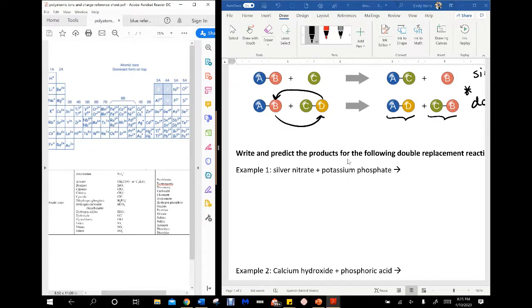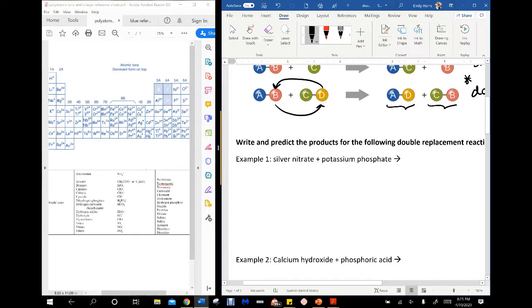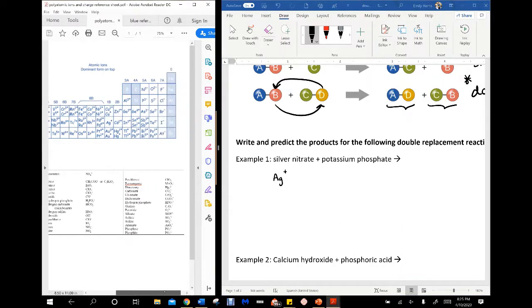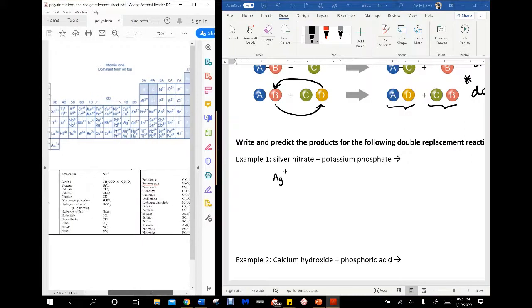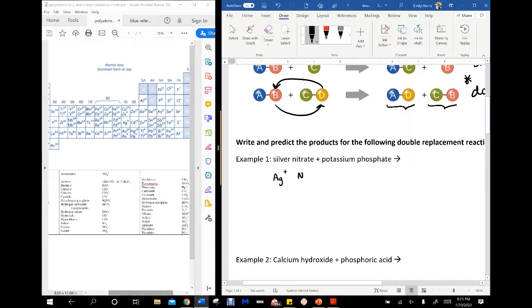Okay, great. All right, so example 1 gives us silver nitrate and potassium phosphate. The first step we want to take is generating those compounds. So we have the element silver, which is a +1. We have our polyatomic ion, nitrate, which is NO3 with a -1 charge. So if we're putting those together, it just looks like AgNO3.